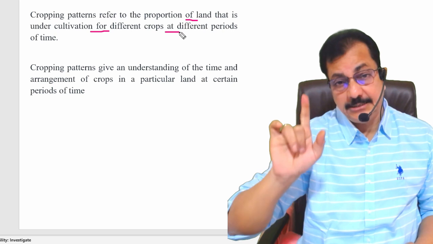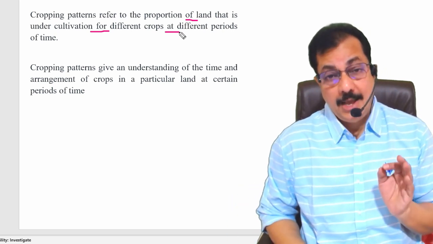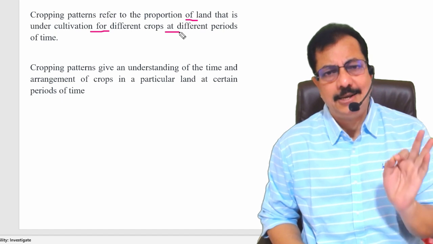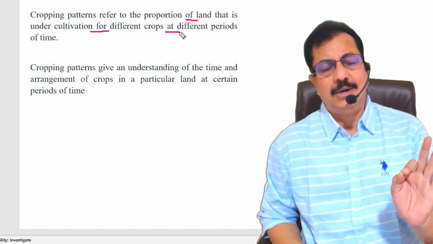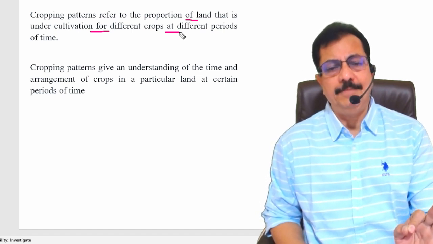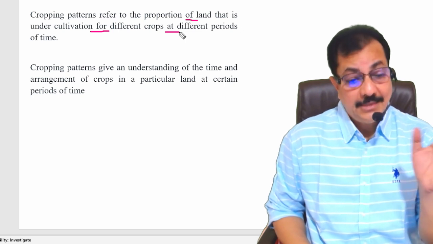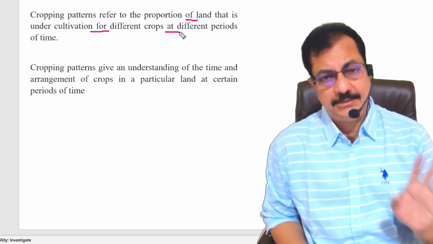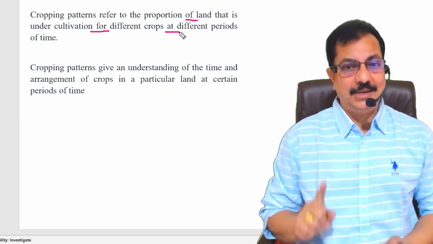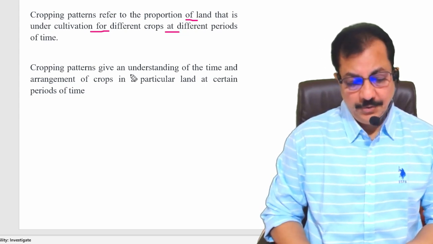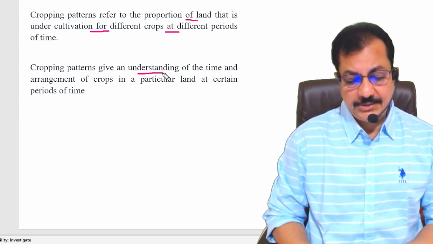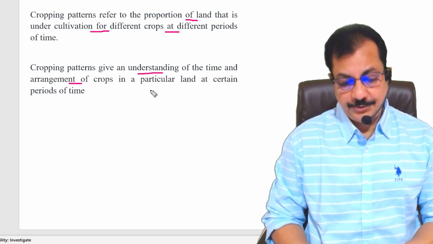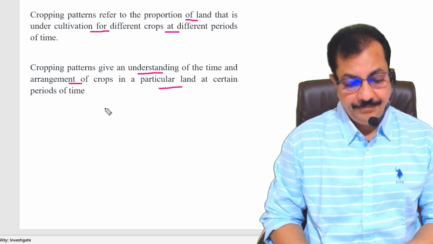And for some reason, that person is not making use of the rest of the land. So when I discuss the cropping pattern, I have to mention only that land that is under cultivation, what crops are being cultivated, and how exactly the resources of the land are being used by the concerned person. That is called cropping pattern.